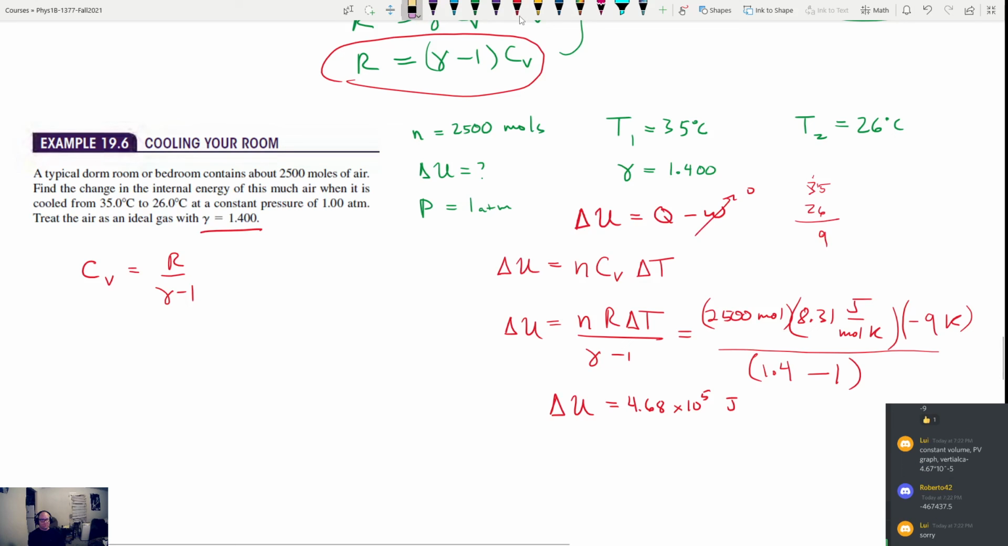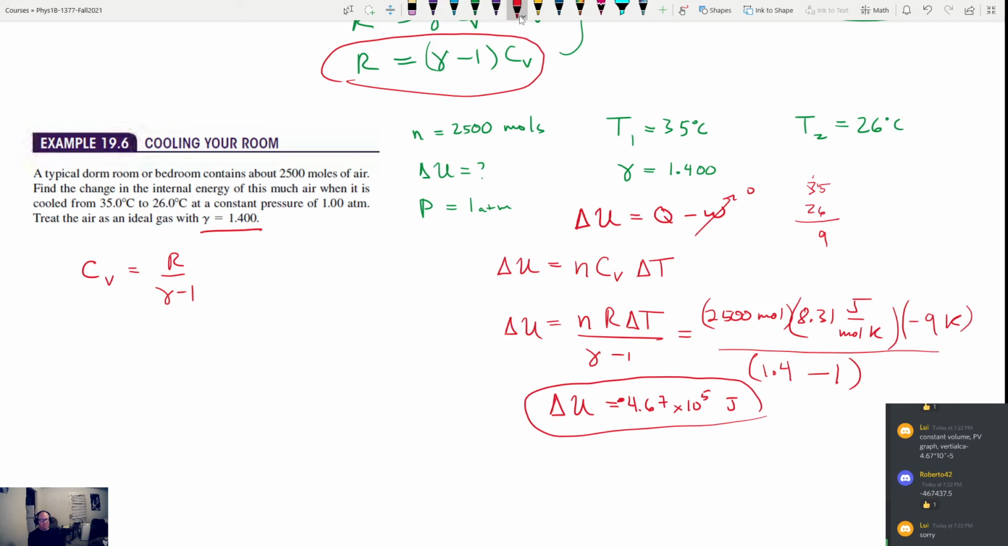4.67 times 10 to the 5. Okay. It's negative, though, isn't it? Yeah, it's negative. Cooled down, so it lost energy, right? The molecules are moving slower now. That's what that means, right?